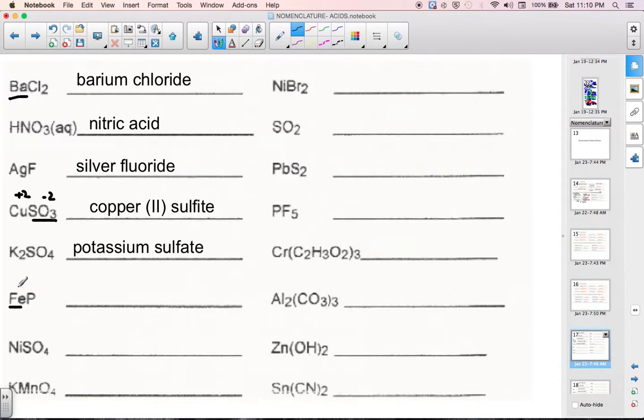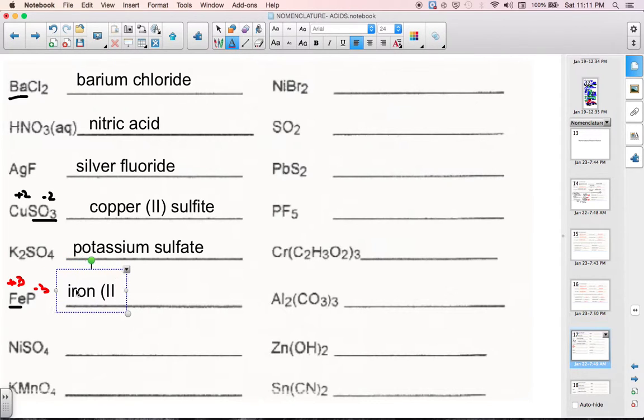Iron, it's another metal. If I look for it on the periodic table, I see that iron has two possible charges, +2 or +3. So now I have to figure out what P is. If I look at the back of the periodic table, P is a -3 charge. Since P is a -3, I know that iron can only be +3. So I'm going to use a naming system with the Roman numeral. This will be iron 3 phosphide.